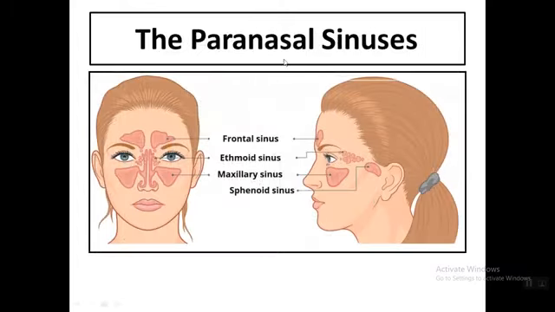The paranasal sinuses. These are air-filled cavities that lie within the bones of the skull: within the frontal bone, the ethmoid, the maxilla, and the sphenoid. They are air-filled spaces, meaning they are cavities within the bones. We have two frontal sinuses, and we have ethmoid sinuses, maxillary sinuses, and the sphenoid sinus.